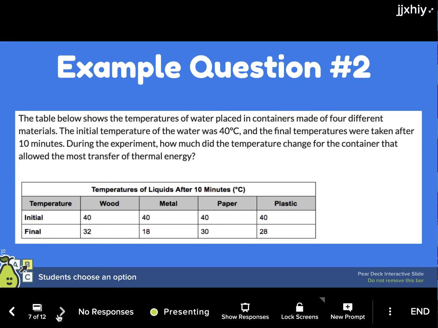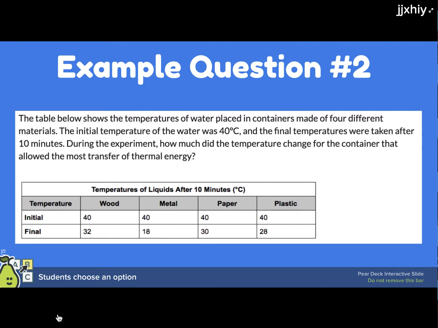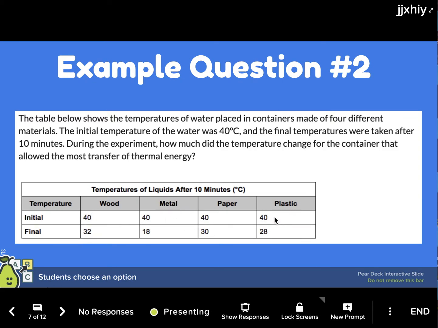Let's take a look at the second example. Example question number 2. The table below shows the temperature of water placed in containers made of 4 different materials. The initial temperature of the water was 40 degrees Celsius, and the final temperatures were taken after 10 minutes. During the experiment, how much did the temperature change for the container that allowed the most transfer of thermal energy? If you notice right here, all of the containers started with 40 degrees Celsius.